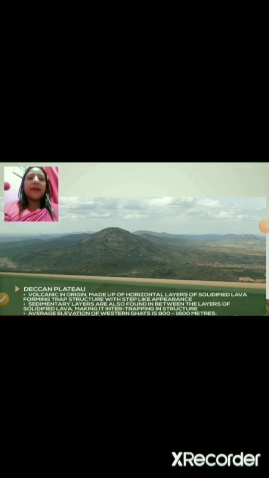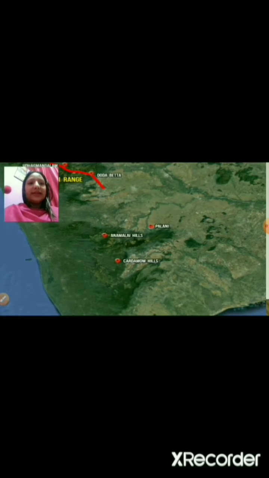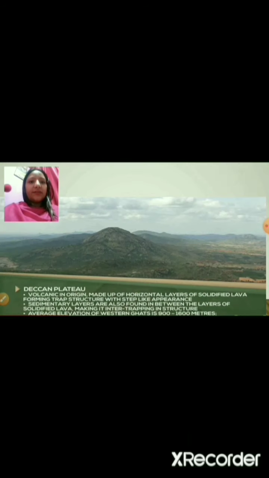this part of the peninsular plateau. The Deccan Plateau lies south of our Satpura range and the Narmada river forms the Deccan. You see here the Satpura range. The very important river here is the Narmada river. The Deccan Plateau derives its name from the Sanskrit word Dakshina, which means south.